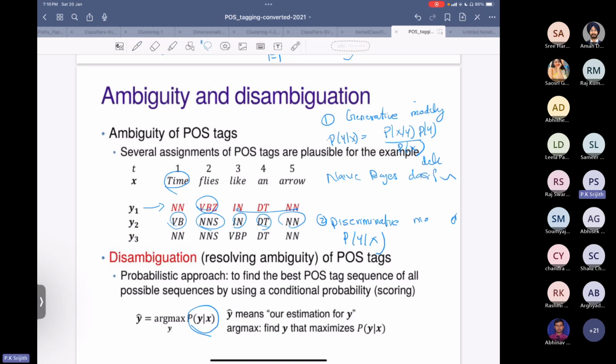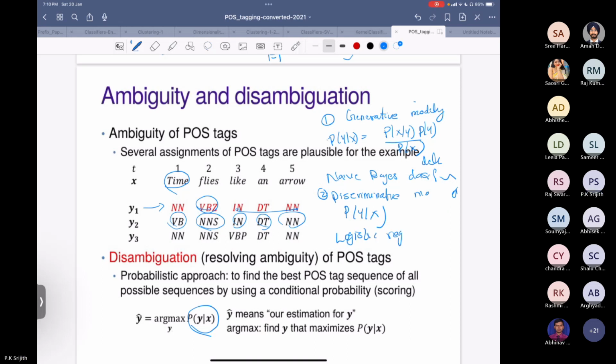And an example of a discriminative model is logistic regression, right? So similarly, we can develop a generative model and a discriminative model for the case of sequence labeling also, where in the case of generative modeling, you try to obtain P of y given x as P of x given y into P of y divided by P of x.